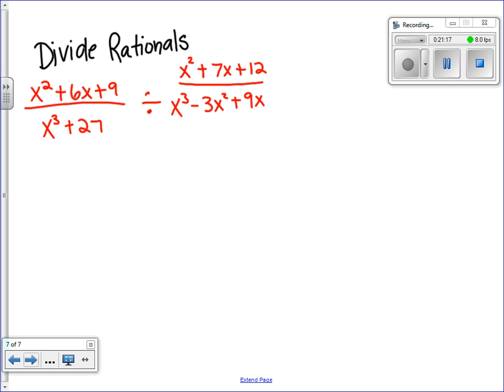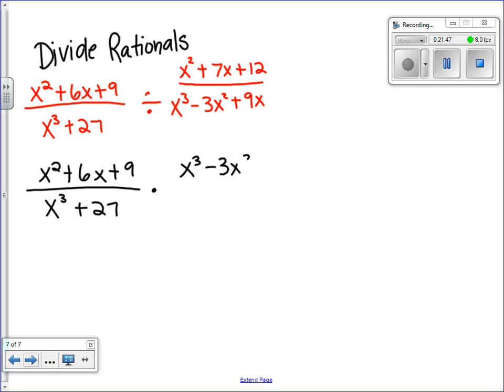Okay, I'm going to go ahead and flip, then factor, because there's less to move around. After we factored it and it's all expanded, there's lots of little pieces. It's easier to flip it first and then start factoring. So I'm just going to rewrite it. Times x cubed minus 3x squared plus 9x over x squared plus 7x plus 12. Okay, so let's start factoring.